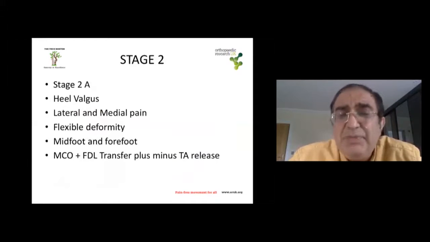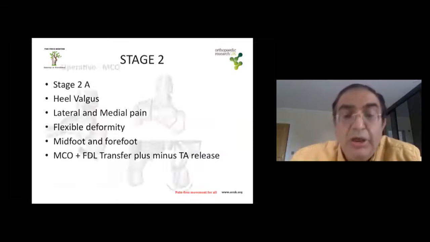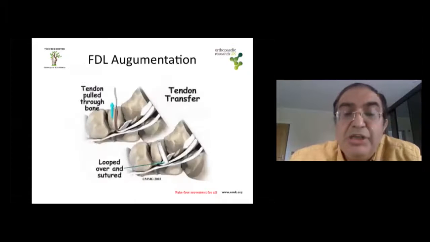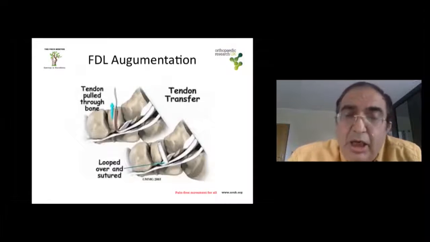And these people generally have pain on the medial and lateral side of the ankle. So here you basically do a medial calcaneal shift through an extra-articular oblique osteotomy of the calcaneum. You're shifting the calcaneum medially to correct the hindfoot valgus. And you're also using the FDL tendon. We are routing it from the navicular, from plantar to dorsal, to augment the tib post.